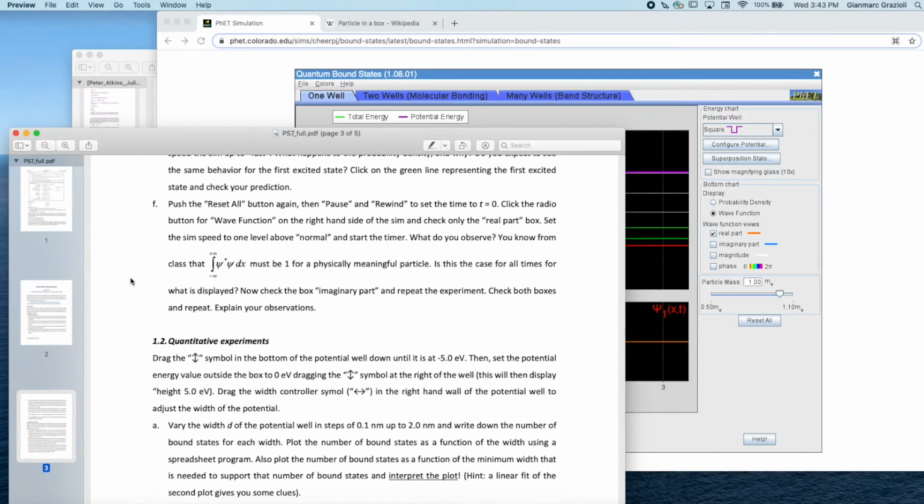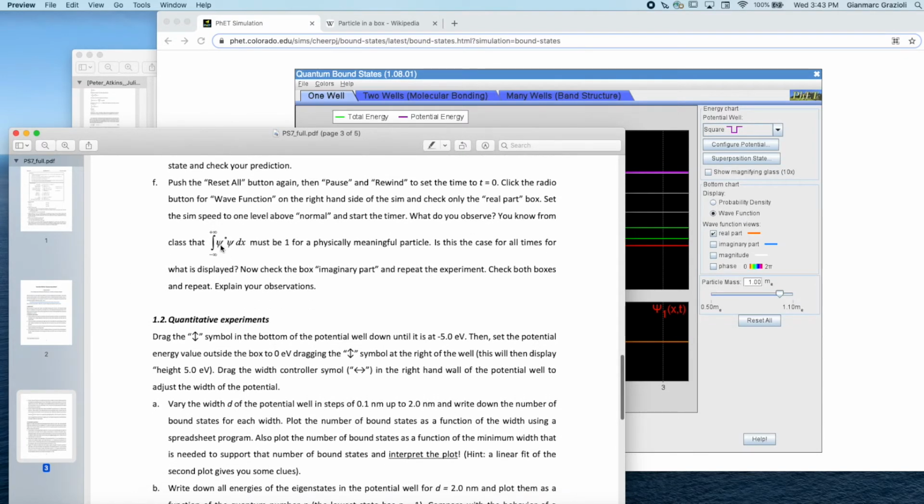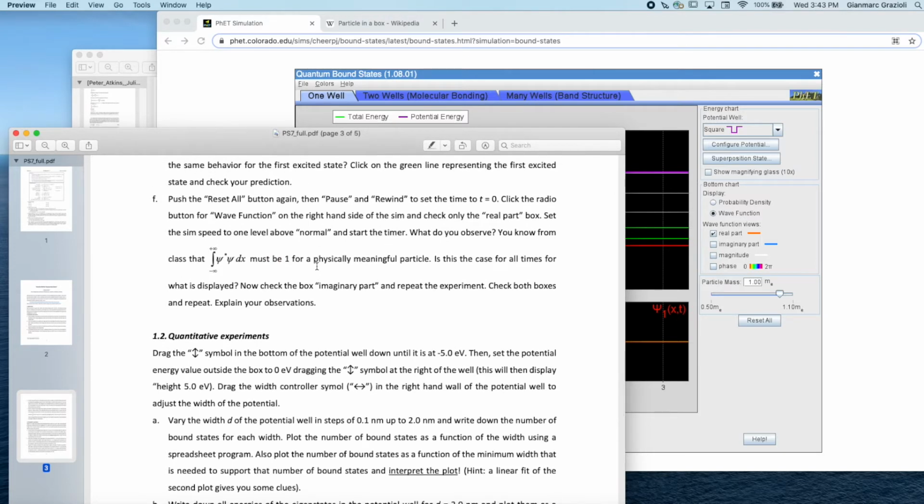All right. We observe, you know from class, that psi star psi must be equal to 1 for a physically meaningful particle. All right, so what does this mean? If you integrate something and you get 1 underneath, what is it with that function? What have you done to it? It starts with an n. N is in nobody, right? And so if you integrate this thing over all space, negative infinity to positive infinity, you get a 1.